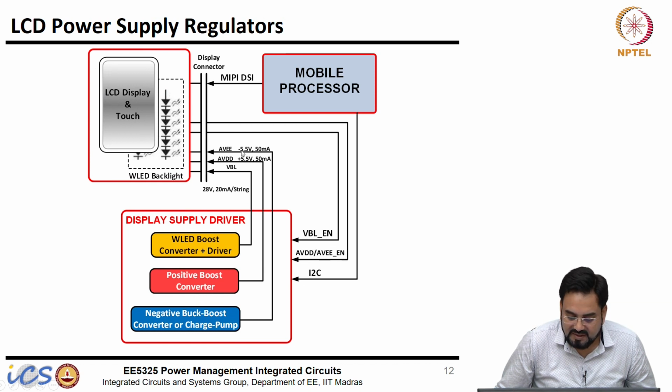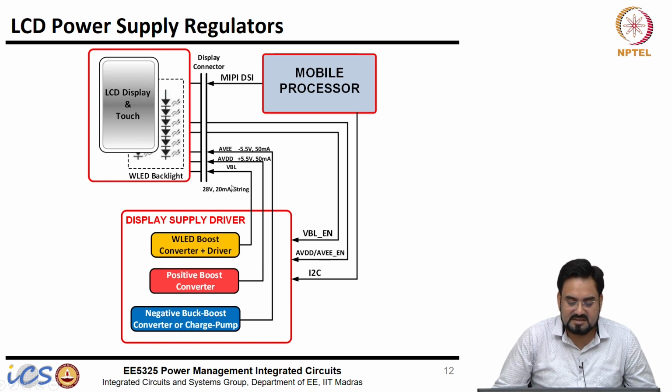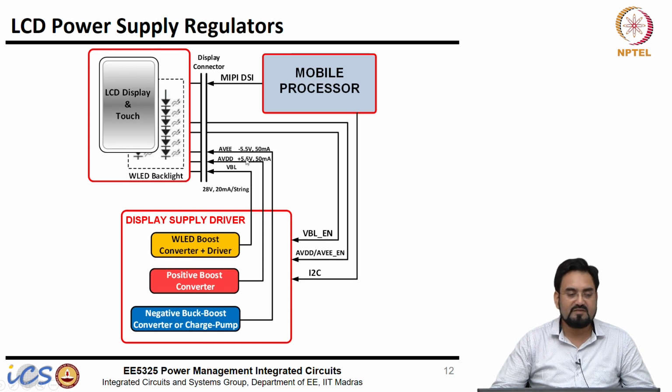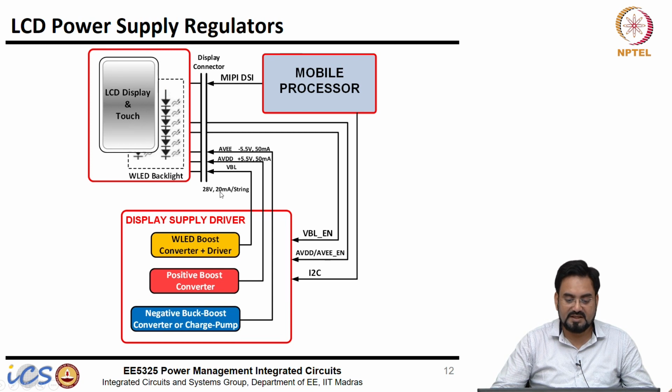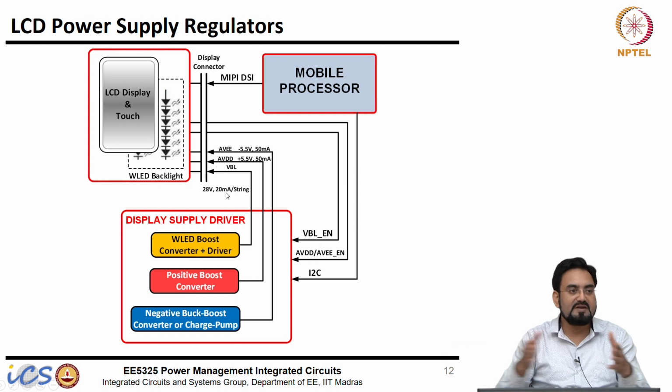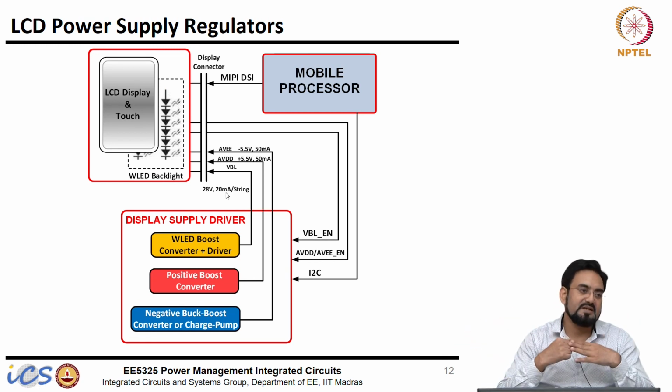We know everything needs to be generated from your battery, lithium ion battery. So we require 5.5 volt, which is more than your battery voltage. So it requires a boost, and we have a positive boost converter. Then V backlight is 28 volt, and each string requires roughly 20 milliamp max current. Sorry? What's the average load current? That's what I have mentioned here, 28 volt, 20 milliamp. So each string, so if you have 2 strings, the total current will be 40 milliamp.